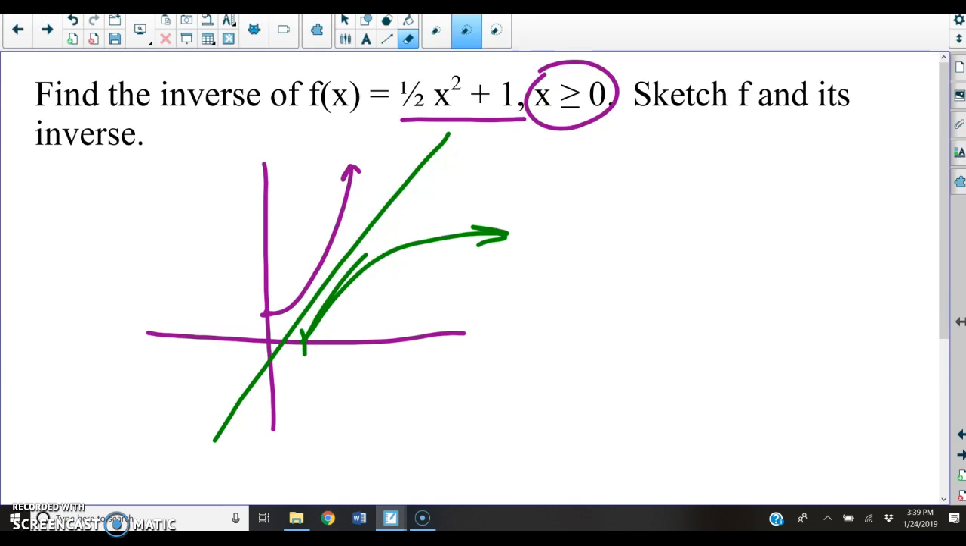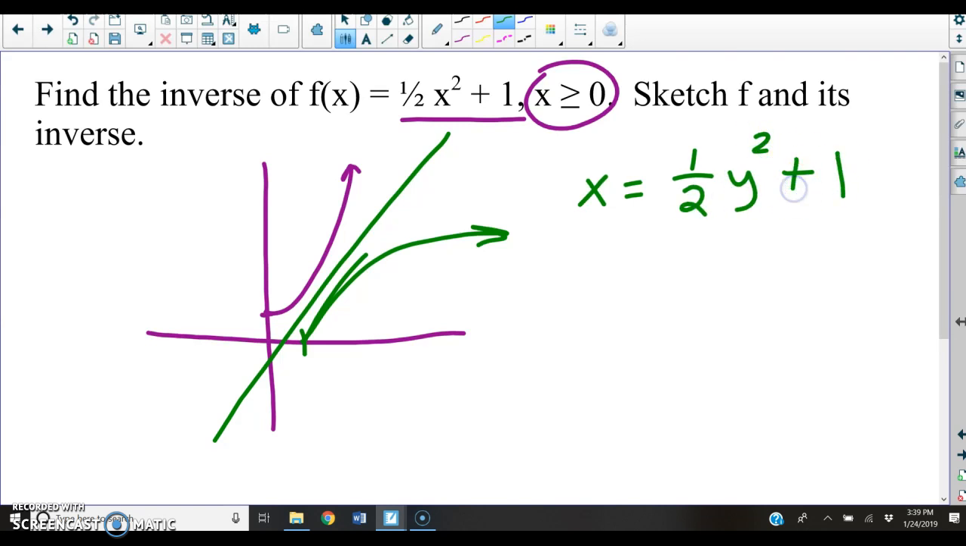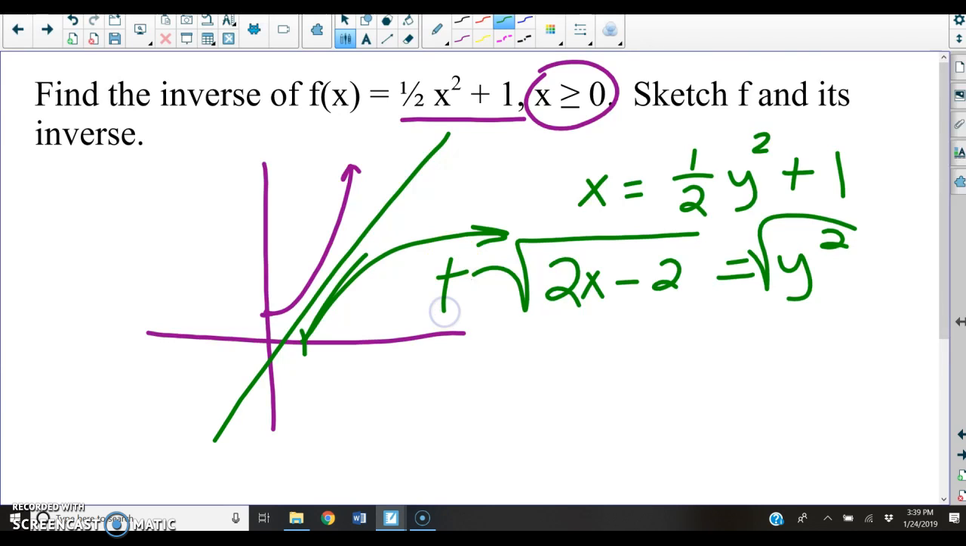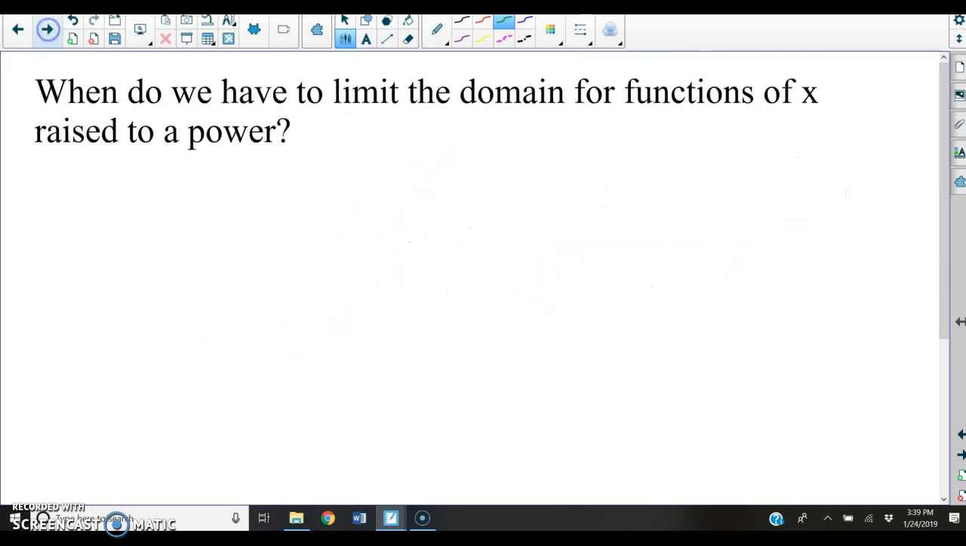If we were going to solve this for the inverse, okay, I guess I need the pen. I would subtract 1 and multiply by 2, and then I'd have to square root both sides, and I'd want the positive one. So that would be my inverse. And I'm about out of time, so we're going to consider this another time.